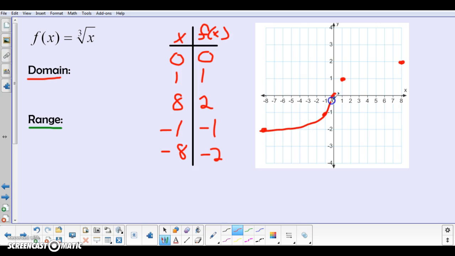The next one you'd plug in would be 27, which would be way off my graph, but that's okay. So I'll draw a curve that looks something like this with arrows at both ends.